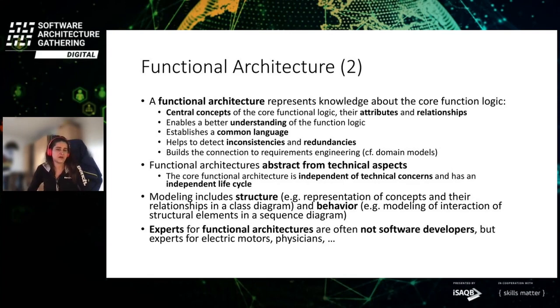And this abstraction, functional architecture, basically represents knowledge about the core function logic and captures the central concepts of the function itself that have to be provided, and also gives a clear overview over the attributes and relationships between those functions. It also enables a better understanding of the function logic for all stakeholders. So also people that take part in the development, besides developers, requirements engineers, and also project managers, and also the customer understand the architecture in a better way.